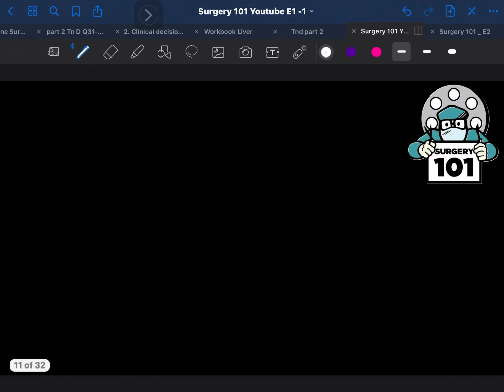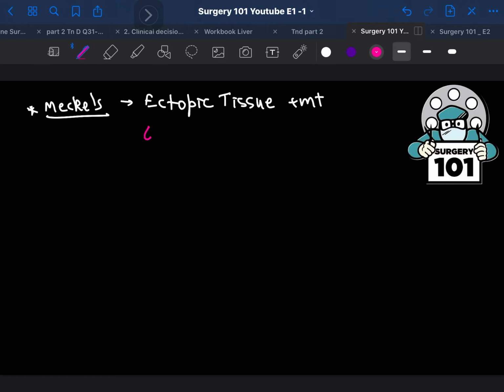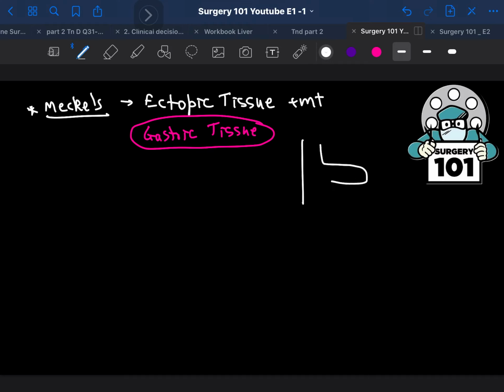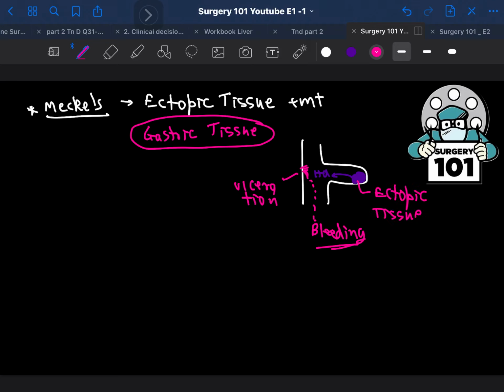Now, in the Meckel's there is an ectopic tissue rest. Most commonly it is a gastric tissue. So if you have gastric tissue present in the Meckel's diverticulum, what is it going to do? It is going to secrete HCl. This HCl is going to act on the wall, and the wall is going to ulcerate. Because of this ulceration there is going to be bleeding. So the ectopic tissue rest, which is usually gastric tissue, produces HCl, which acts on the adjacent wall and causes ulceration, ultimately leading to bleeding.